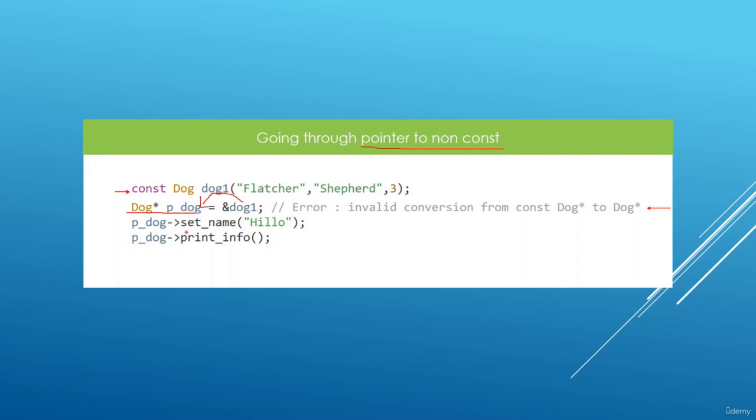The compiler is going to see that this pointer could be used to modify our const dog object. So it's going to stop us from doing the assignment here. So this is going to fail. This is not going to work.